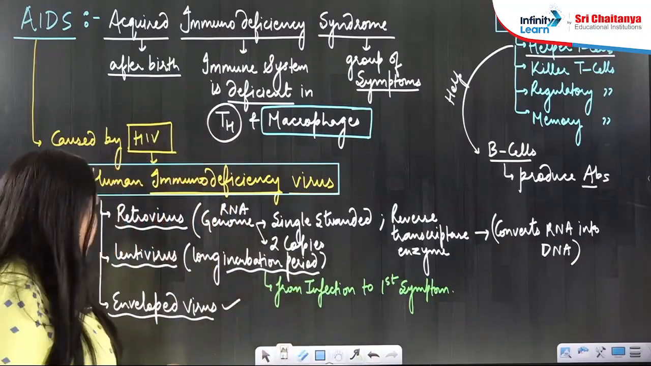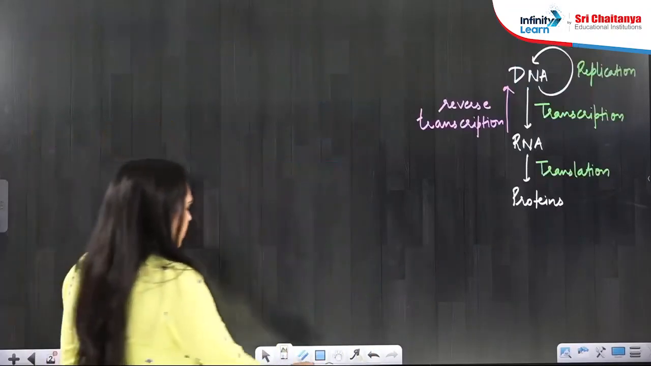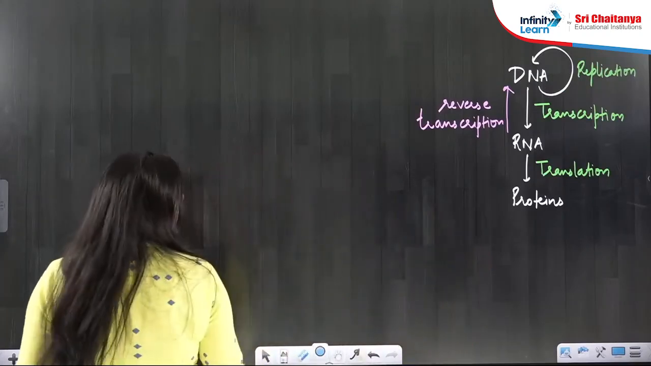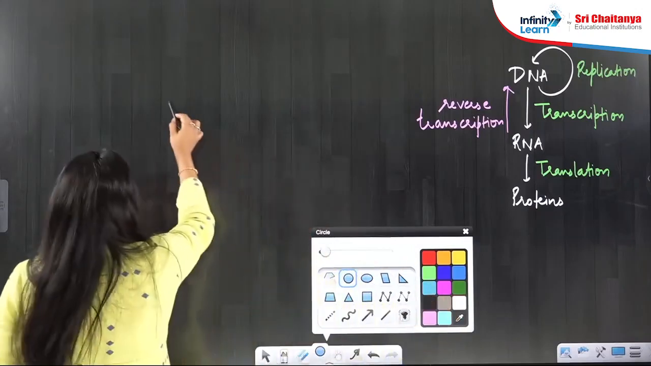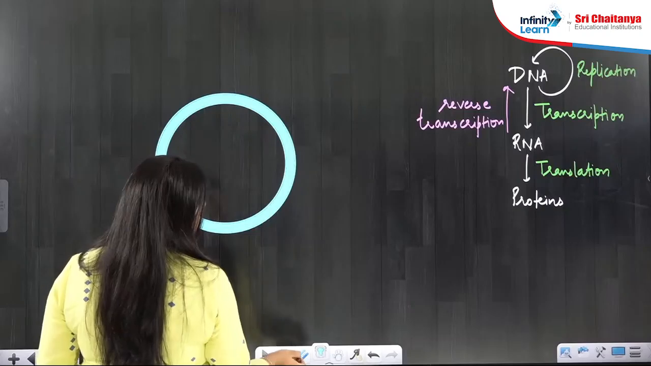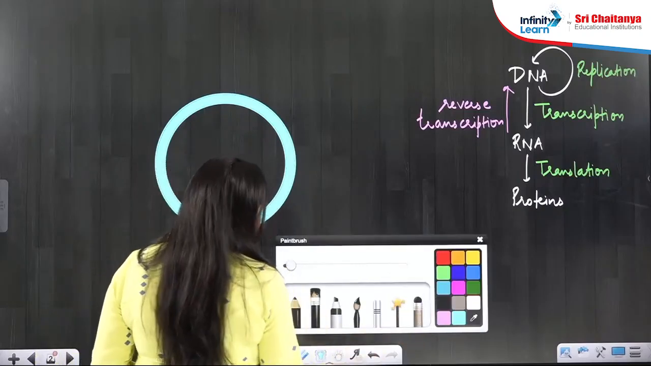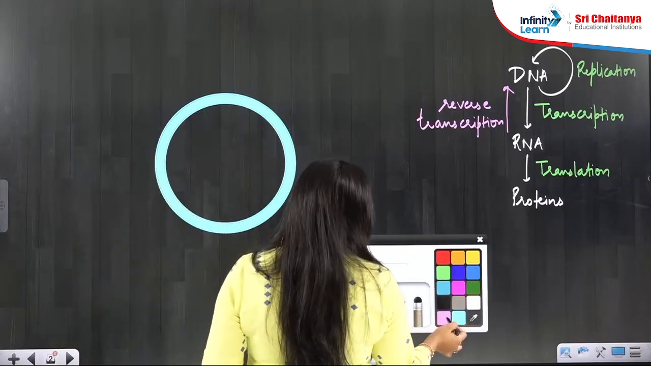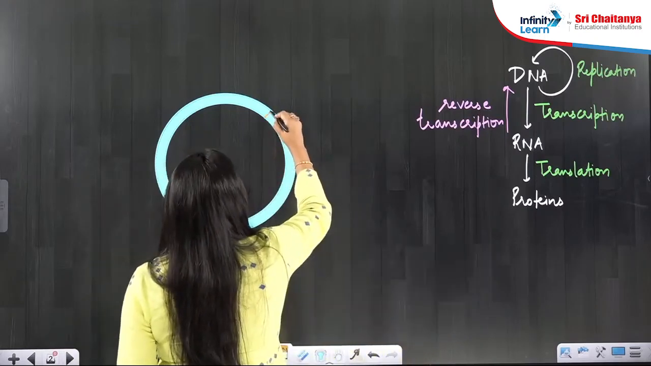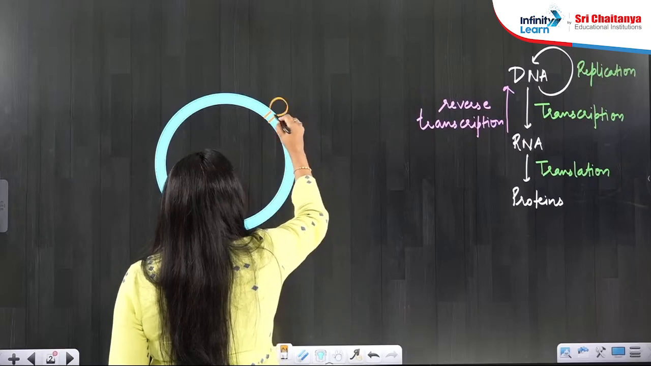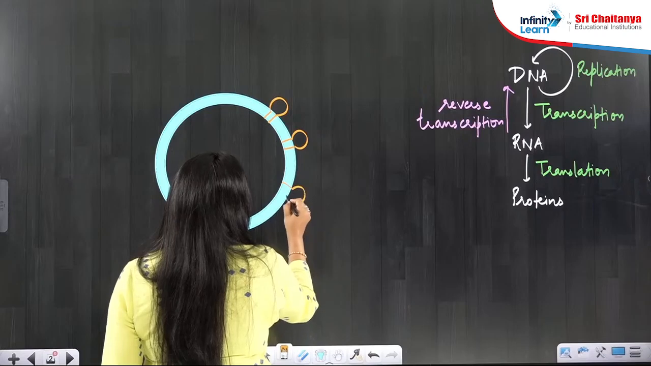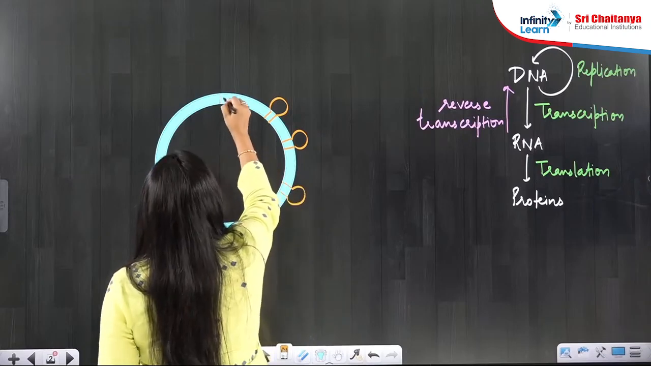Okay. Now let us talk about the structure of HIV. I can make it for you like this. First of all, I will make an envelope. This is the envelope, and in this envelope some glycoproteins are there.